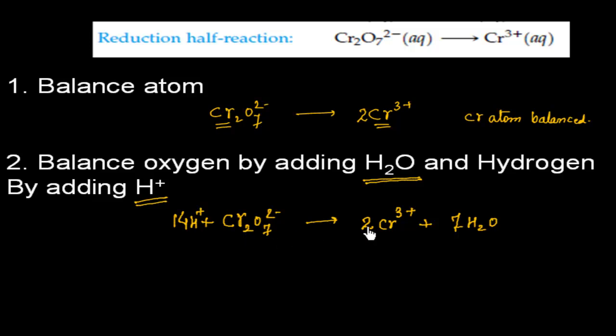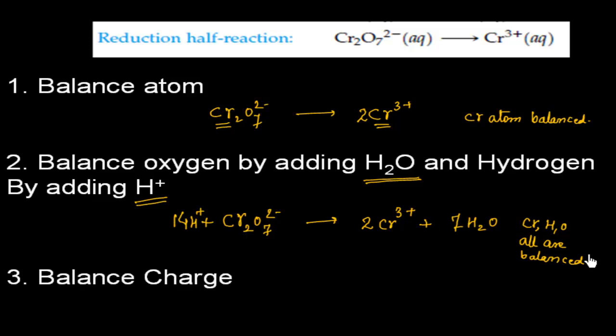Now let us check whether each of the atom is balanced or not. Chromium is balanced, so we have 2 chromium atom, 2 chromium atom. We have 7 oxygen atom, 7 oxygen atom. 14 hydrogen atom, we have 14 hydrogen atom. So now I can say chromium, hydrogen, oxygen, all are balanced. Now next is balance charge. We have balanced atoms, that is the material balance we have done. So this is a part of material balance. Let us balance charge.